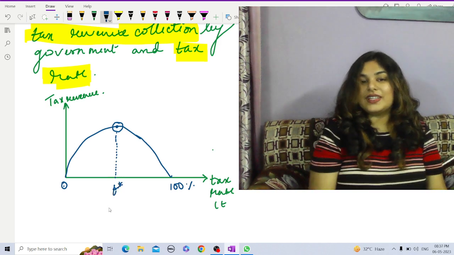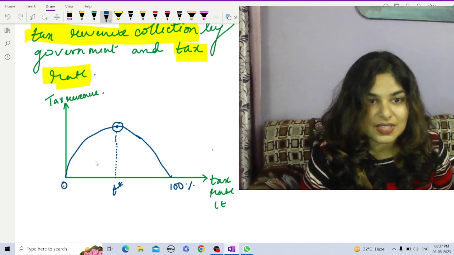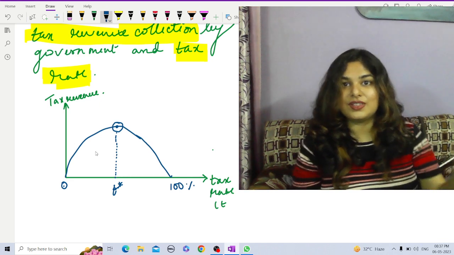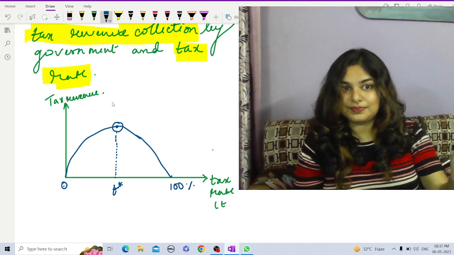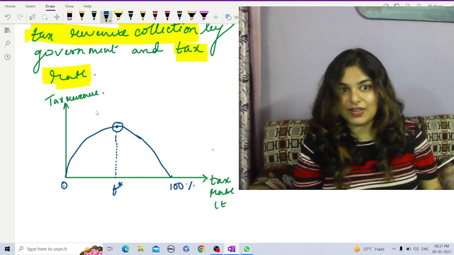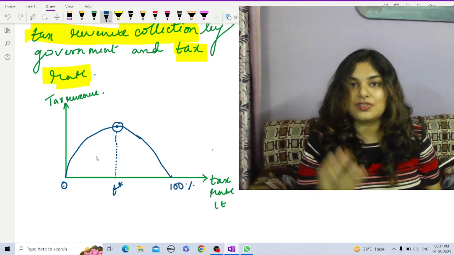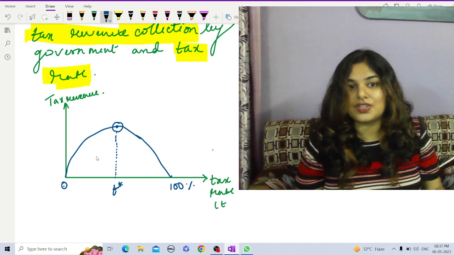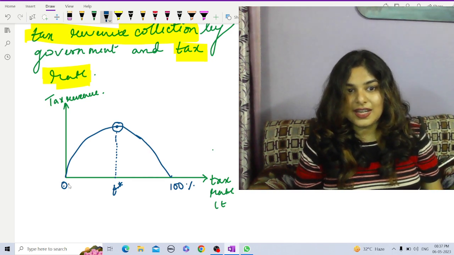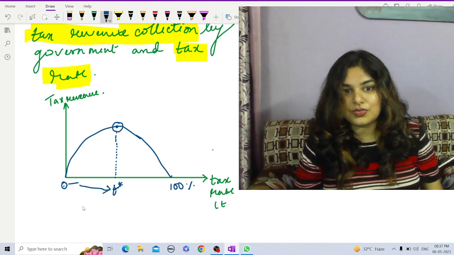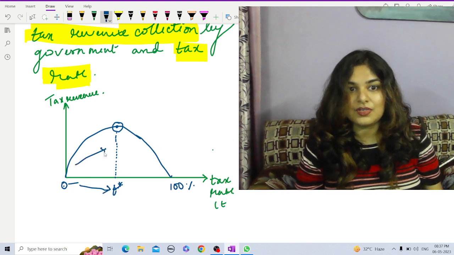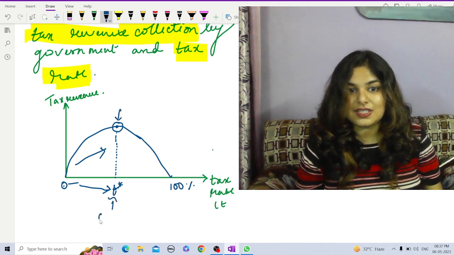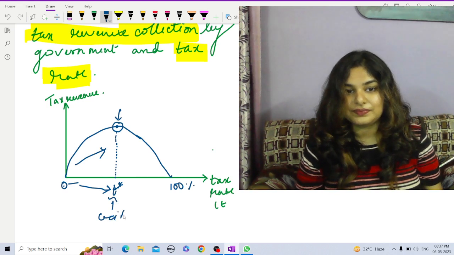Right. So the explanation is, when the tax rate is zero, people will work more and more, but nothing is to be given to the government, right? So tax revenue is zero. When tax rate is zero, none of the income earned is given as tax revenue, so tax revenue collection is zero. But as tax rate increases, it goes to T star. As you can see, the tax revenue collection increases and reaches maximum at the critical tax rate. So T star is our critical tax rate.